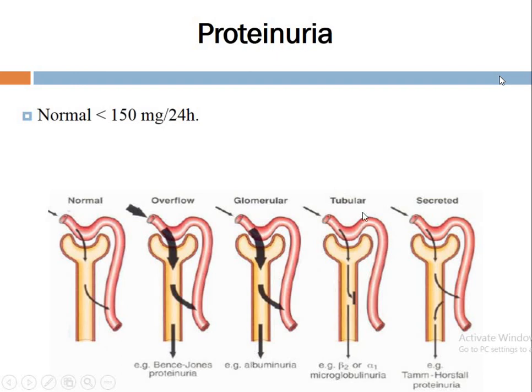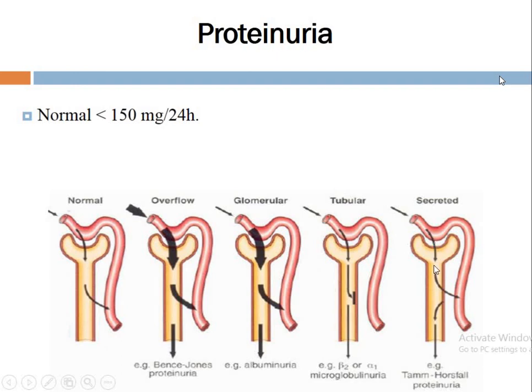The cause is different. Here, the tubular reabsorption is not taking place. Earlier, it was a glomerular defect, and the total amount of protein was increased in the blood. Now, Bence Jones proteinuria.